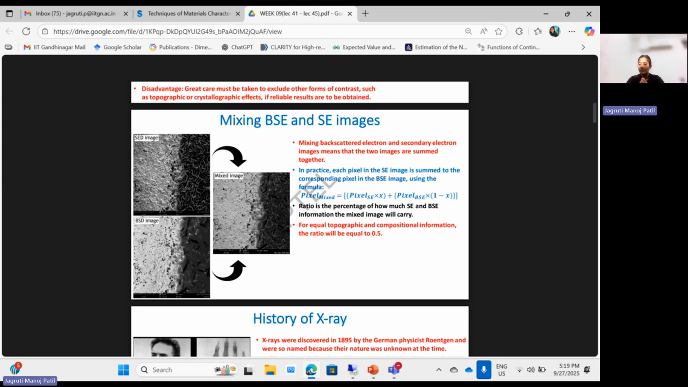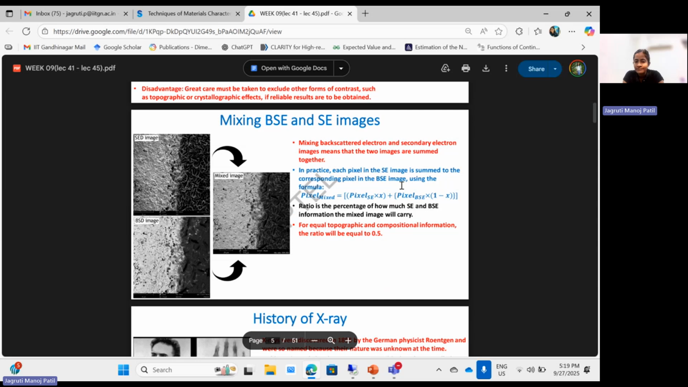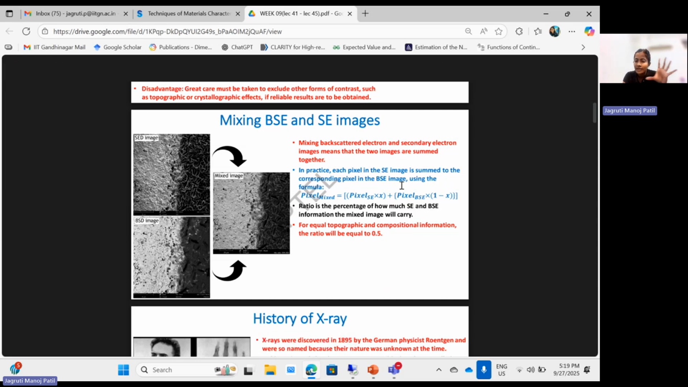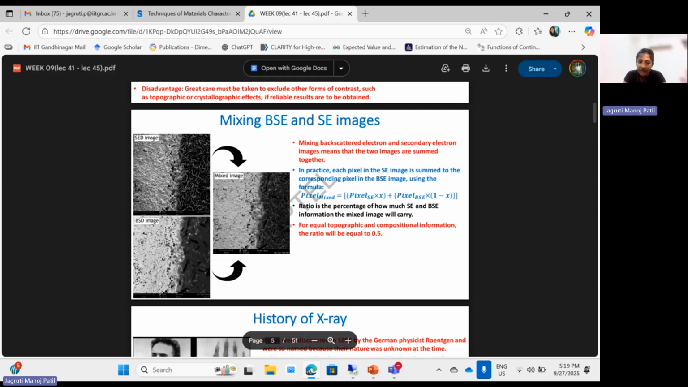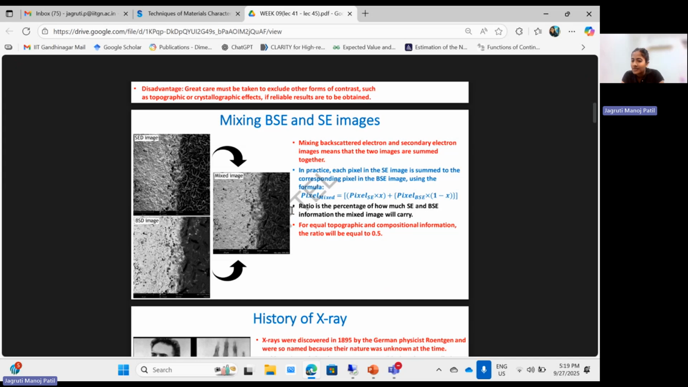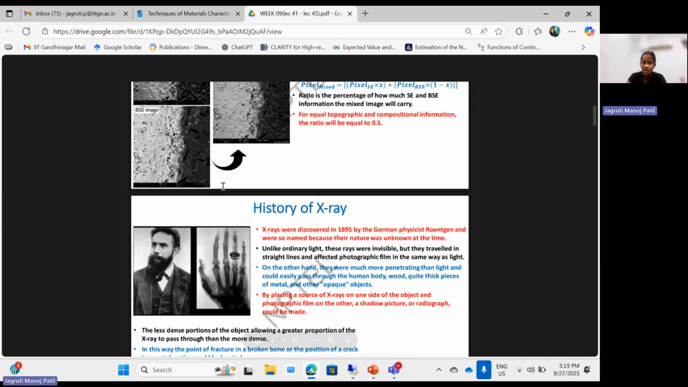And now that sample represents 100%. If you're subtracting one, let it be x, another can be 100 minus x or 1 minus x. So if you multiply the pixels for both of them, the image will contain the ratio of the intensities, how much secondary electron information there is, and how much backscattered electron information there is. So what you get is that now we have split them. Now if we say that there is an equal amount of information, then the ratio would be half of it, right?